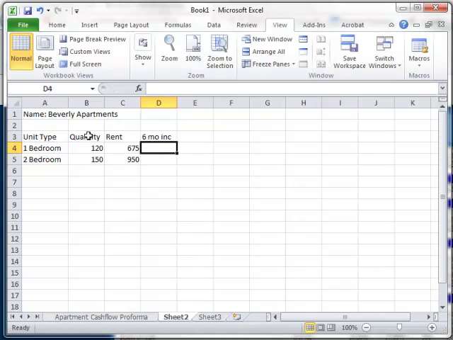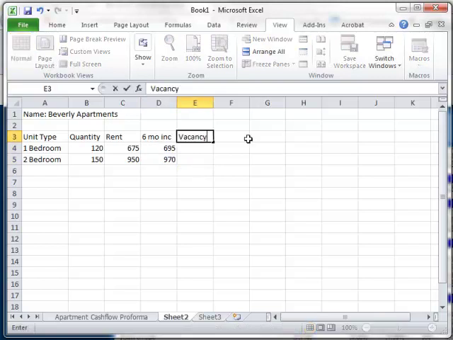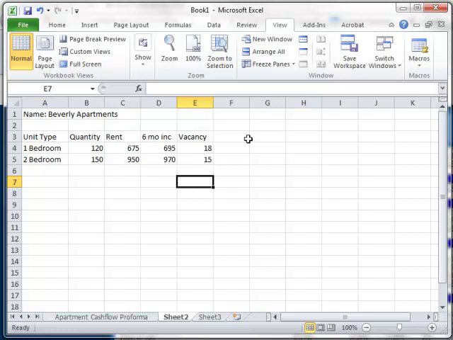So to do this formula in Excel, I'm just going to say equals. I'm going to move over here to that other cell and say plus $20. And we'll say it goes up by the same $20 for both types. And we're going to have some vacancy in each of these. And our vacancy, let's say that we have 18 units vacant in our 1-bedrooms, and let's just say 15 in our 2-bedroom units. So what would our total potential rent be?